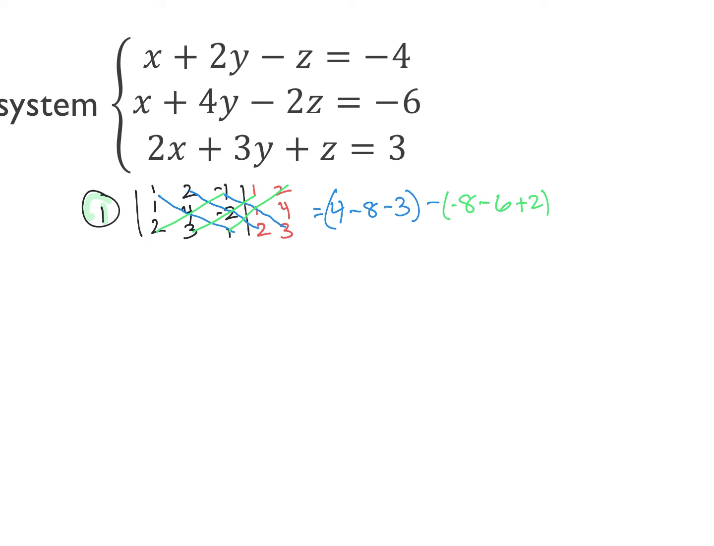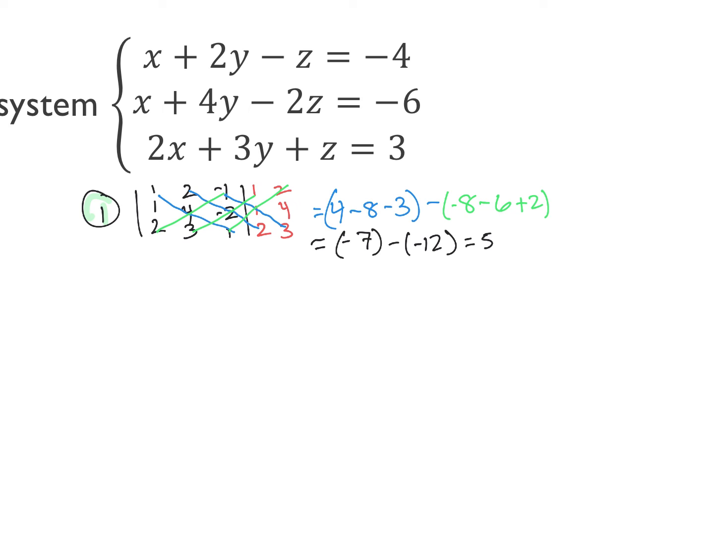And then we simplify, we clean it up. This ends up being -7 minus -12, or this is just 5. Okay, so that's the first step.